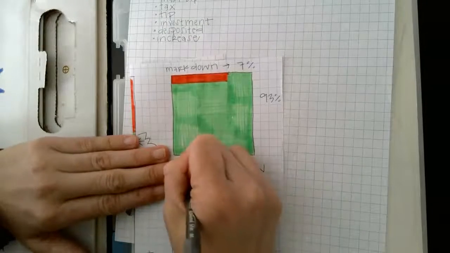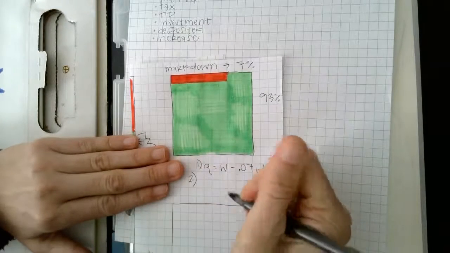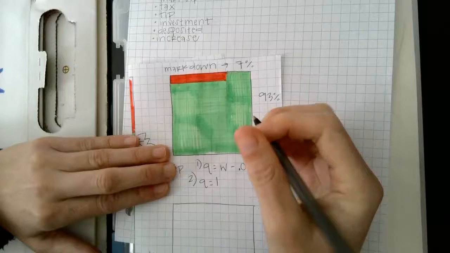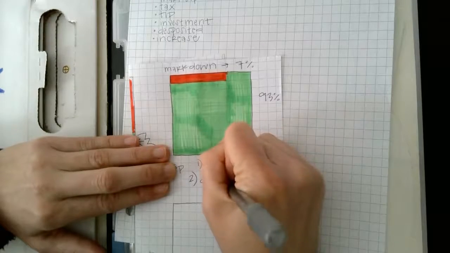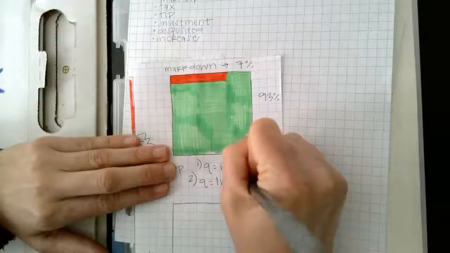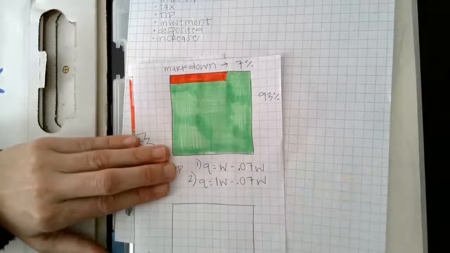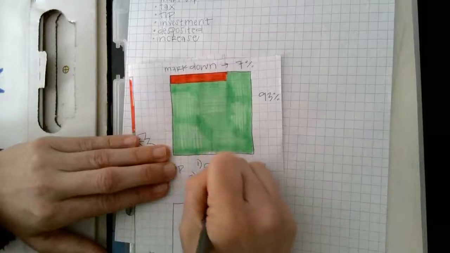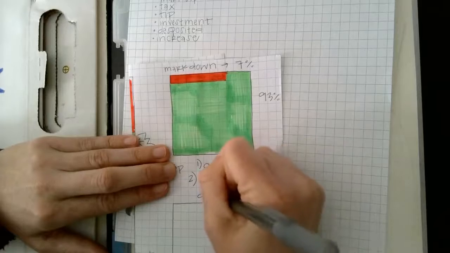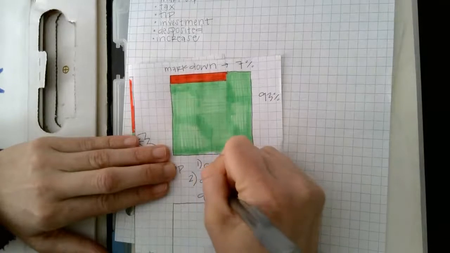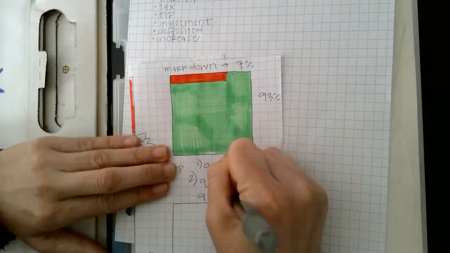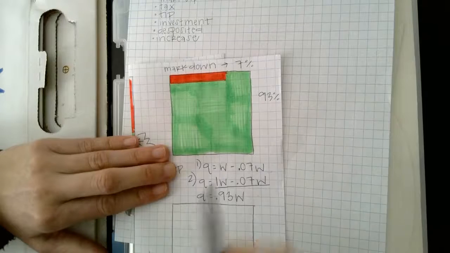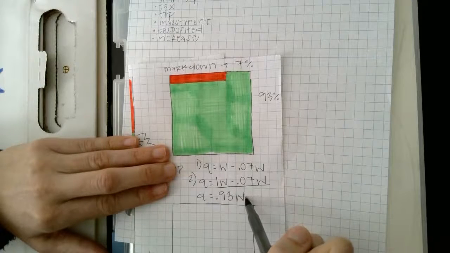The second way that we can write it is by combining like terms. So we can say Q equals, remember there's a 1 in front of any variable that does not have a coefficient, W minus 0.07 W. I'm going to combine my like terms, so my W's, and I'm left with Q equals 0.93 W. So I took this equation and I combined like terms.